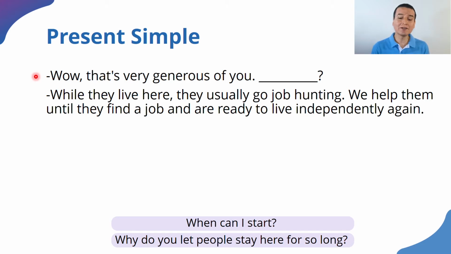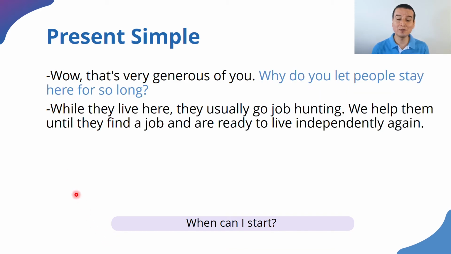Next. "Wow, that's very generous of you." Question. "While they live here, they usually go job hunting. We help them until they find a job and are ready to live independently again." So, they stay for that long. So the question would be, "Why do you let people stay here for so long?" Because they help them until they find a job.